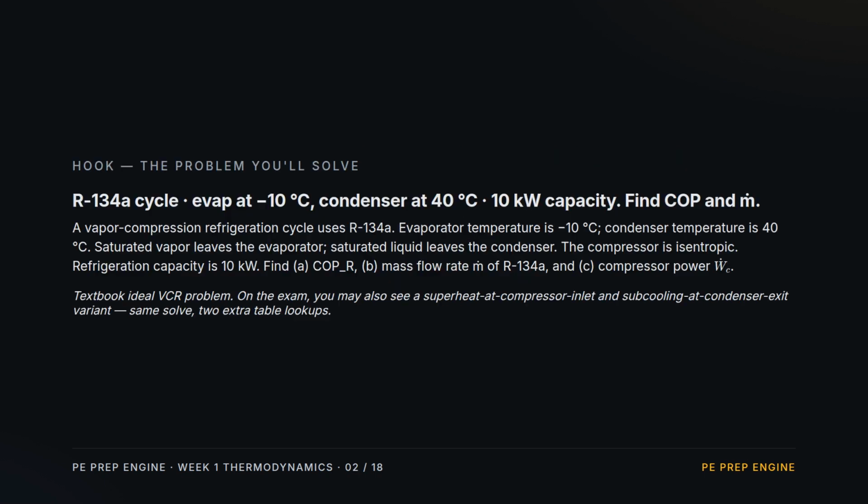The problem: an ideal R134A cycle. Evaporator at -10 Celsius, condenser at 40. Saturated vapor out of the evaporator, saturated liquid out of the condenser. Isentropic compressor, 10 kilowatt refrigeration load. Find the refrigeration COP, the refrigerant mass flow rate, and the compressor power.